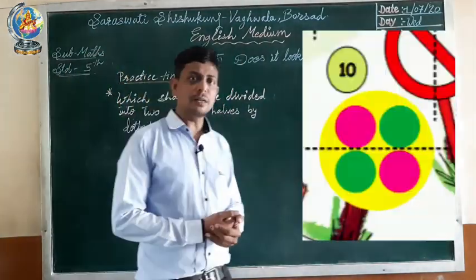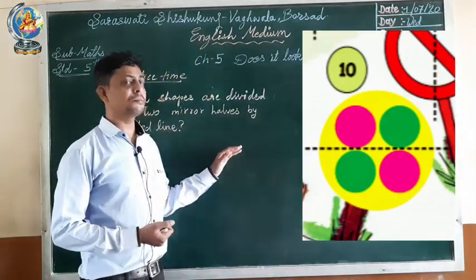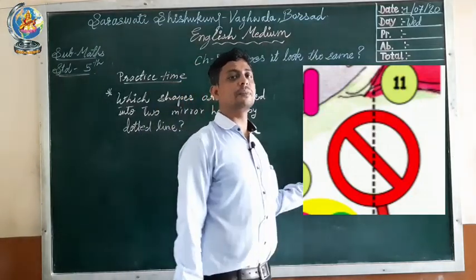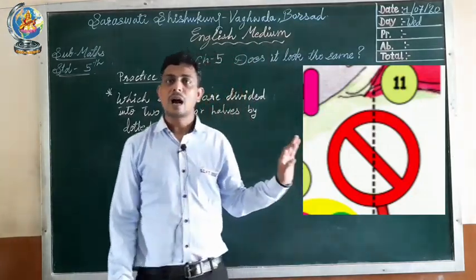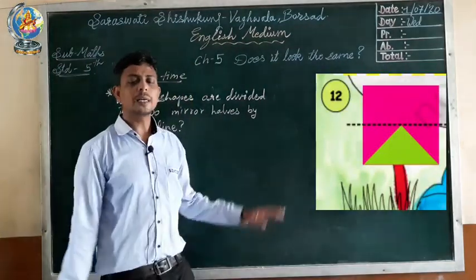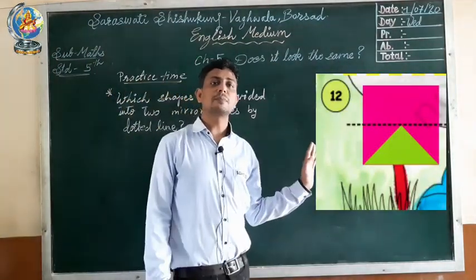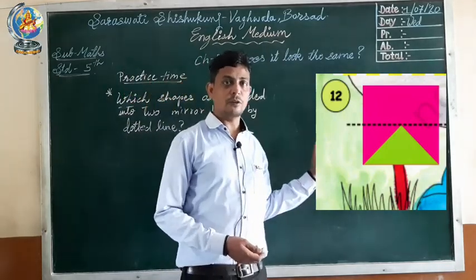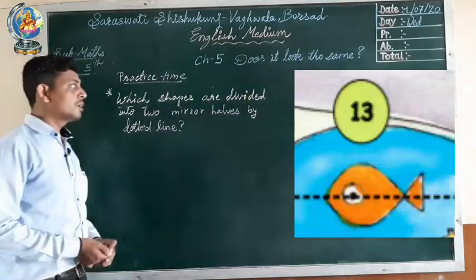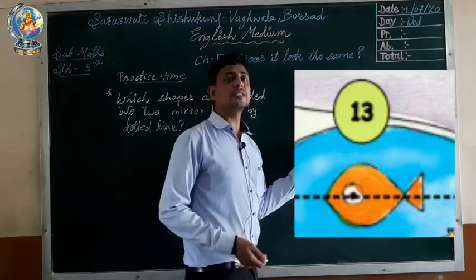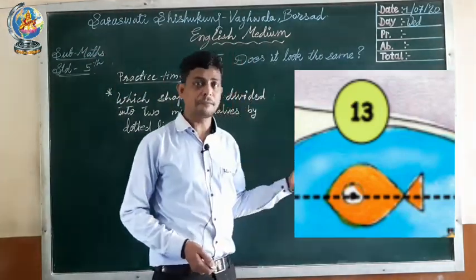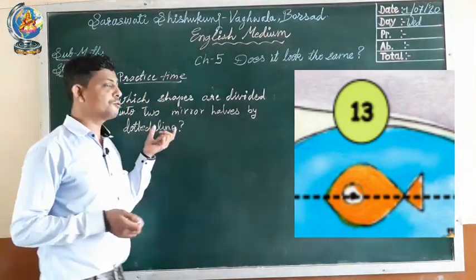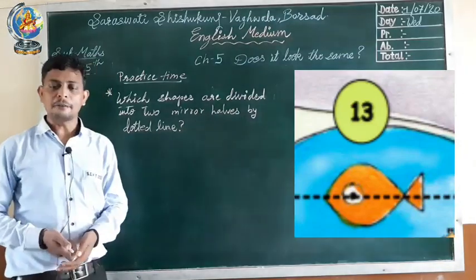If you observe the tenth, it is also not a mirror half. The eleventh is also not a mirror half. Now look at the twelfth picture. It is also not a mirror half. But if you observe the thirteenth picture, you can see that this piece is divided into two equal halves. So our answer is that the thirteenth is divided into two equal mirror halves.